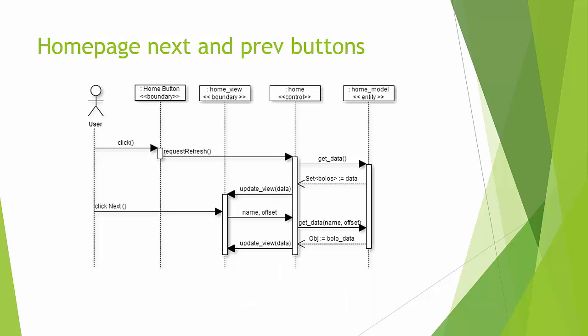The following slides contain all sequence diagrams for the implemented use cases. Here we can see the first sequence diagram. The name is homepage, next, and previous BOLO. We can see here that the homepage is updated with the last 24 BOLOs, and additionally the user can click next and he will get the next 24 BOLOs and so on.